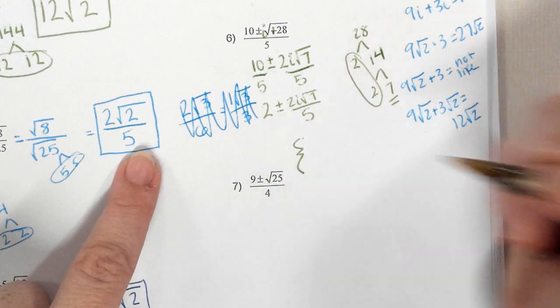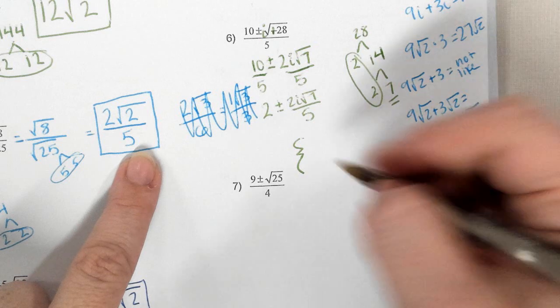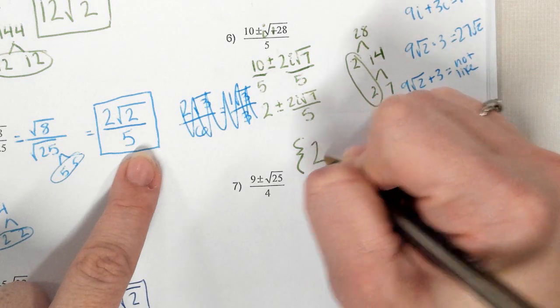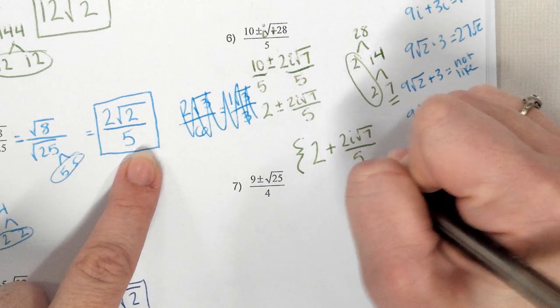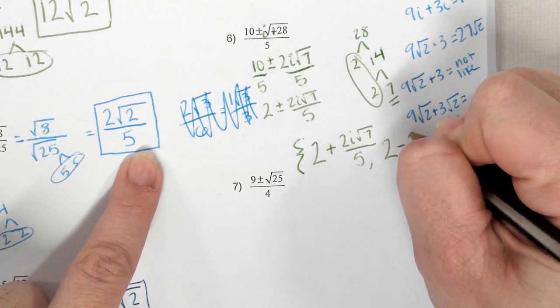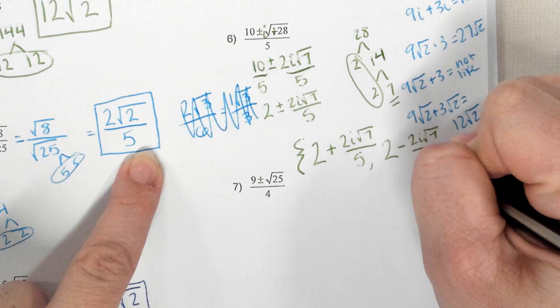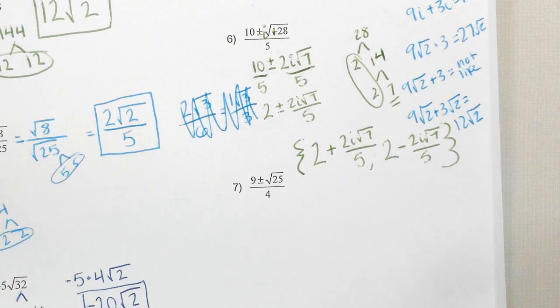But now that it's as simple as it can get, without separating, we're going to separate. So we're going to have 2 plus 2i square root of 7 over 5 and 2 minus 2i square root of 7 over 5. Now those don't simplify any further, so I'm done. That's my answer.